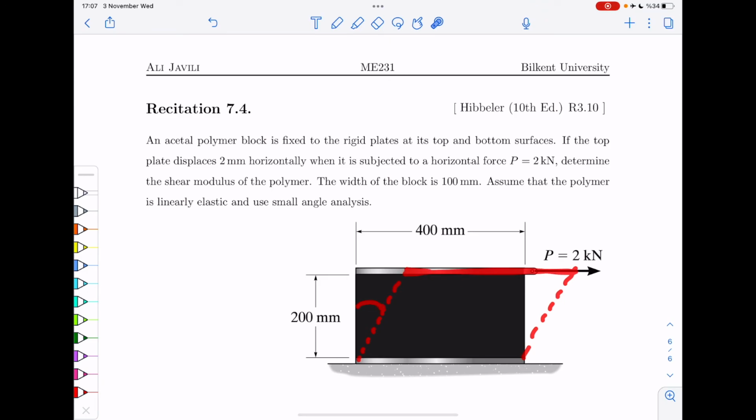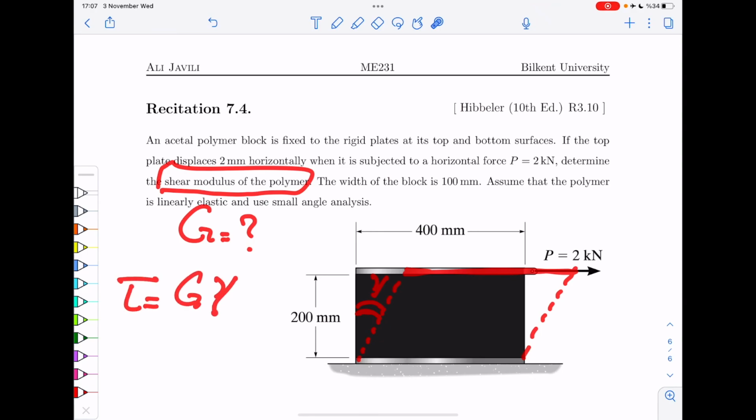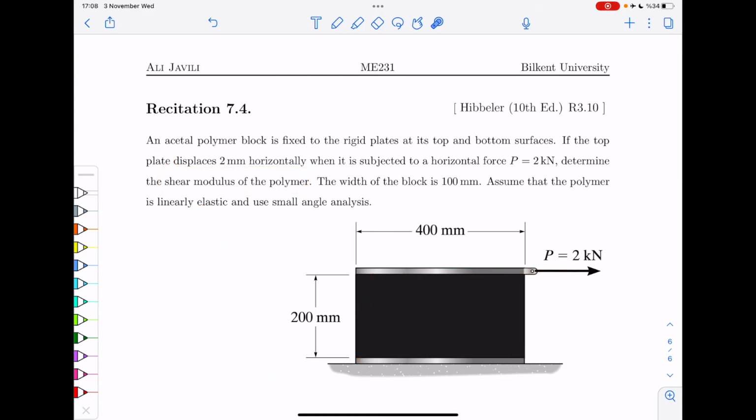Now the shear strain here would be gamma, and what you want to do in this example is to compute shear modulus, again, G. Remember the relationship between G and gamma? Tau equals G gamma. You can compute gamma from this little triangle, so this is geometrical. And you can compute tau from that force. This is basically shear force divided by area, which would be shear stress. From the geometry, you compute shear strain, and then the coefficient between them is the shear modulus that you are looking for.